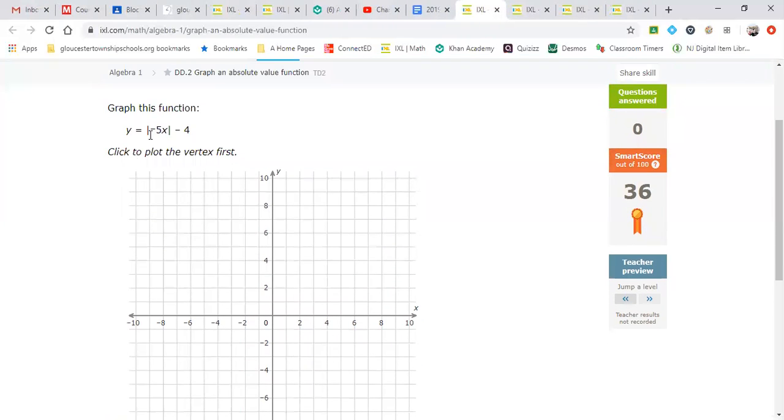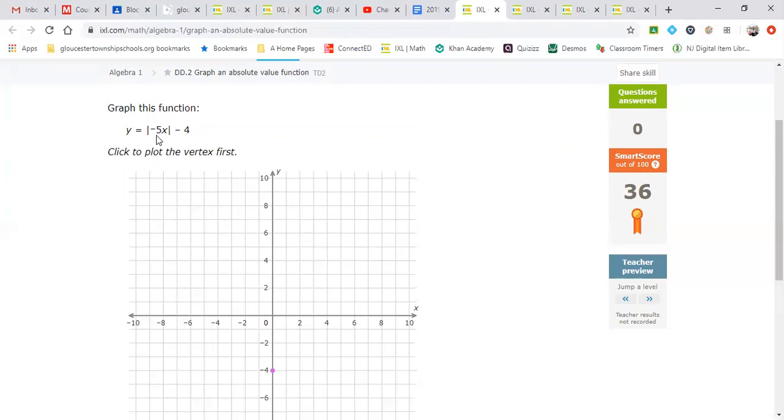Now my negative is inside the absolute value. Little bit different, but vertex first. A is 0, won't shift left or right. B is -4. My vertex shifts down 4. There's my vertex coordinate.